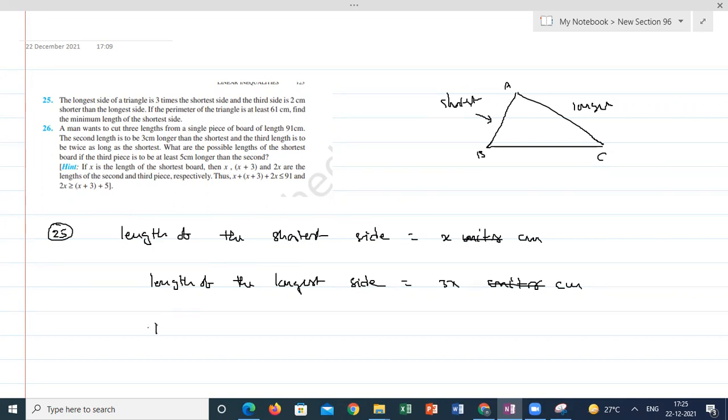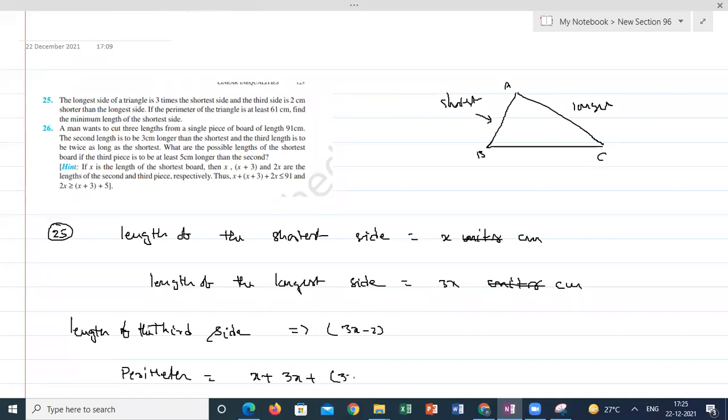So the length of the third side is 2 centimeters shorter than the longest side, so 3x minus 2. These are the 3 sides in a single variable. The given condition is that the perimeter of the triangle is at least 61. So the perimeter is x plus 3x plus 3x minus 2 units.